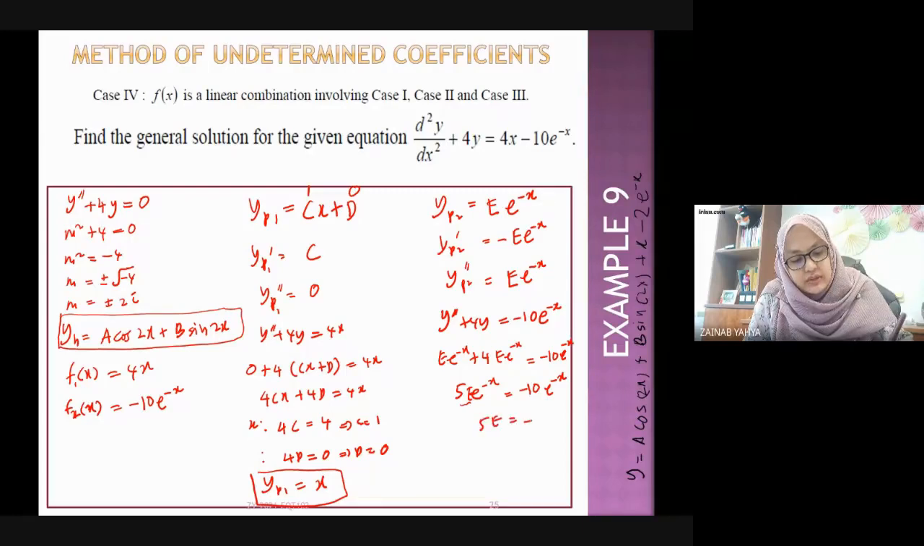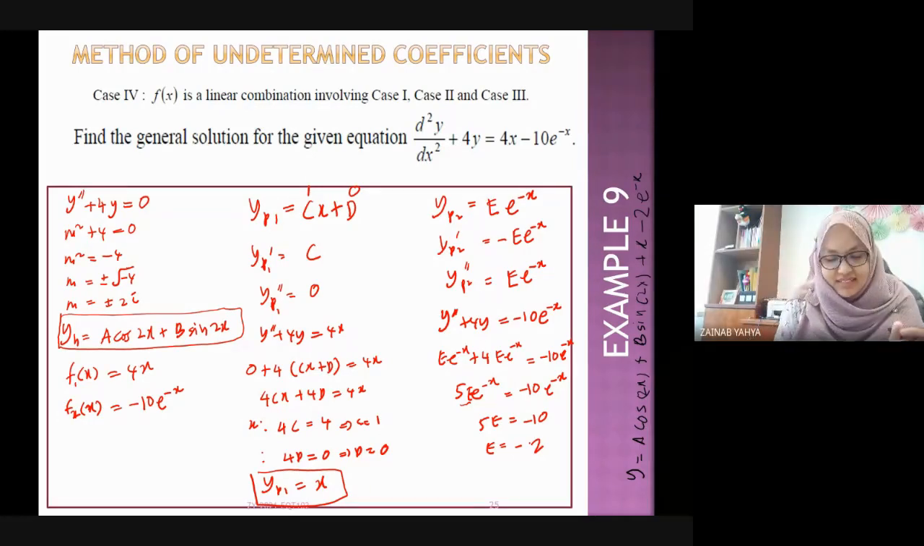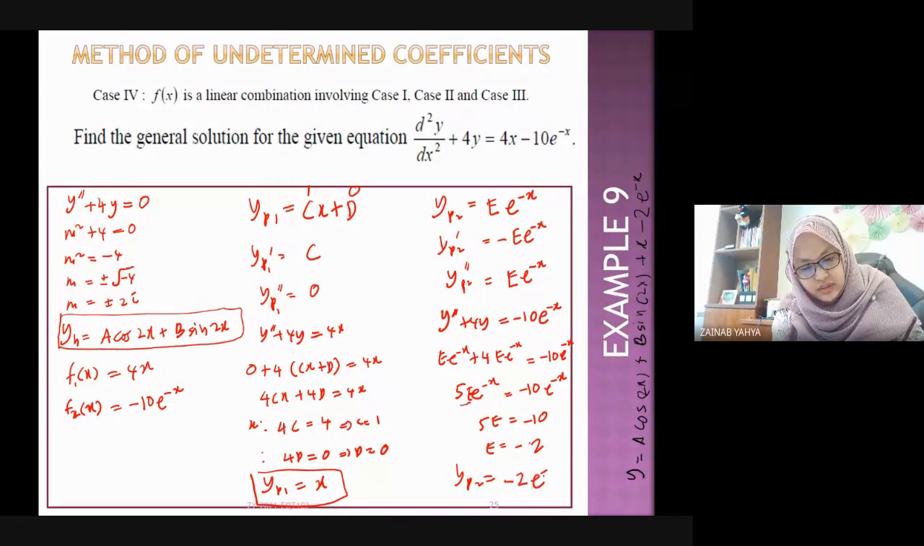5e is equals to negative 10. So e must be equals to negative 10 divided by 5, which is negative 2, right? Okay. So the YP2 is equals to negative 2e exponent negative x.